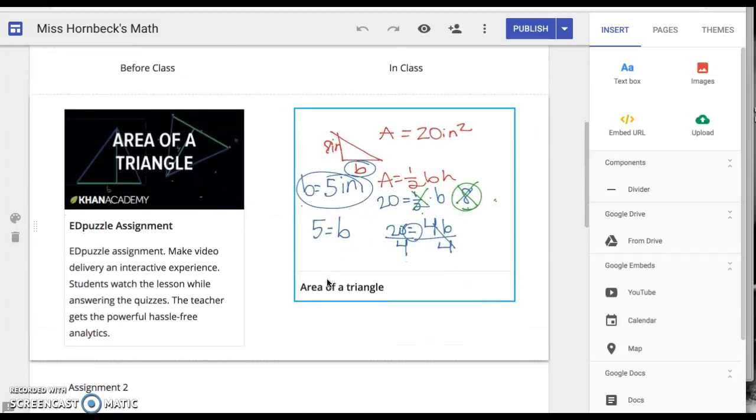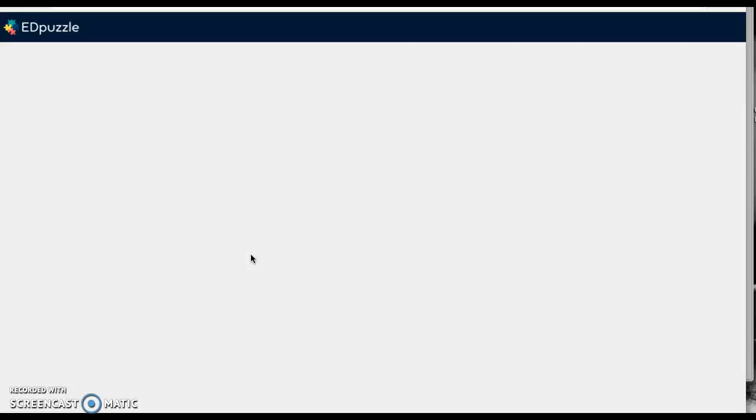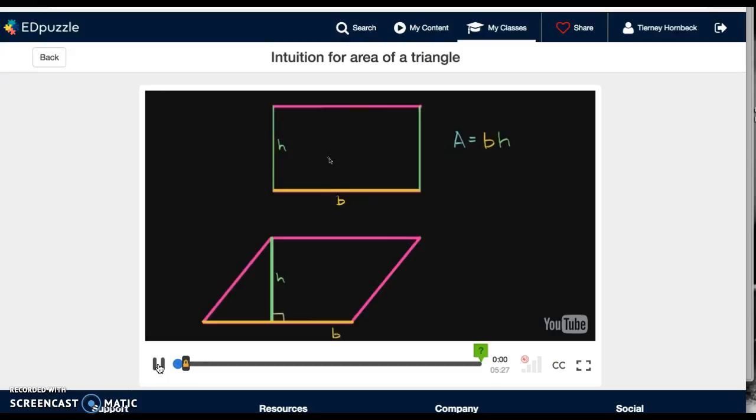So if we look at assignment 1, I would have them before class, as the flipped portion, watch this Khan Academy video about area of a triangle. It's about why the formula works, and I have it so they can't skip. Basically it gives the reasoning behind why area of a triangle is 1/2 base times height, and they'll already know that base times height is the area of a rectangle before this.